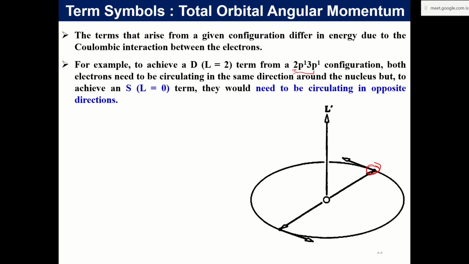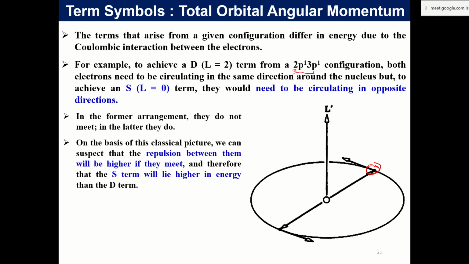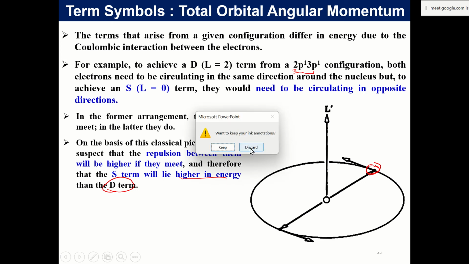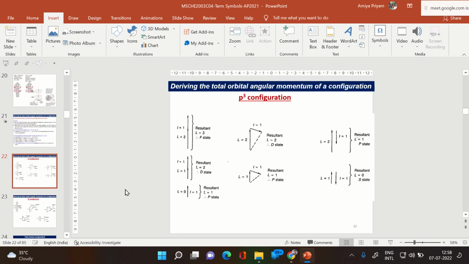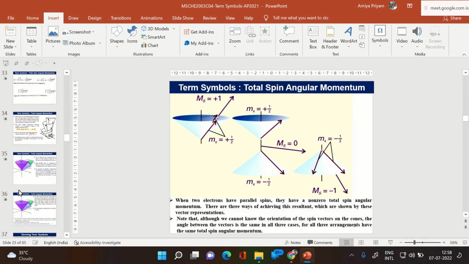If the two are circulating in opposite directions, they have the tendency to meet, the probability of meeting each other is higher, and the repulsion will be greater. That's why when you have a high capital L value, that term is lower in energy, so the D term is lower in this case. S will lie higher in energy, because in that case they will be moving in opposite directions and the chances of meeting will increase in three-dimensional space. So that is the analogy to be taken here to understand this aspect.